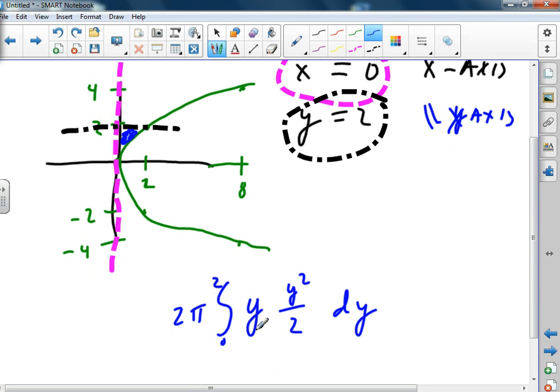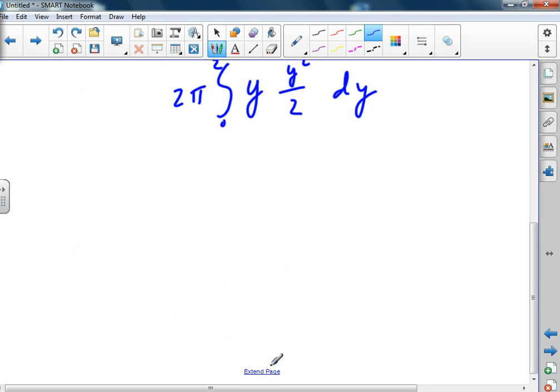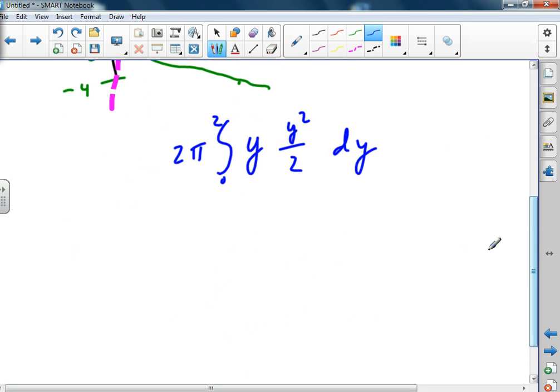So y is the radius. When y is 0, the radius is 0. When y is 2, the radius is 2. That's correct. And the height is y squared over 2. So when y is 0, the height is 0. When I get to here, y squared over 2, that's correct. Okay, I like my equation. And I'm ready to solve it.